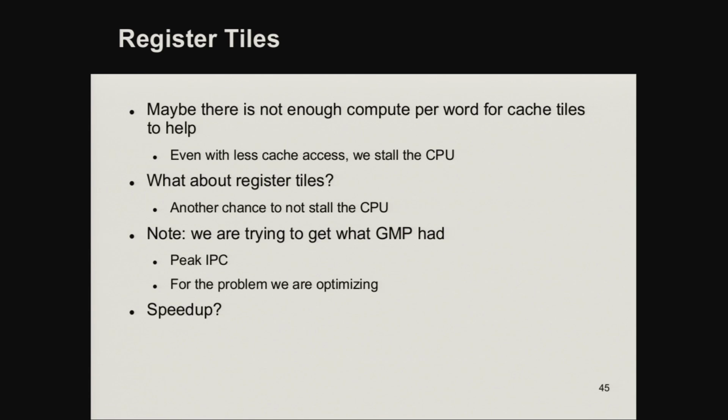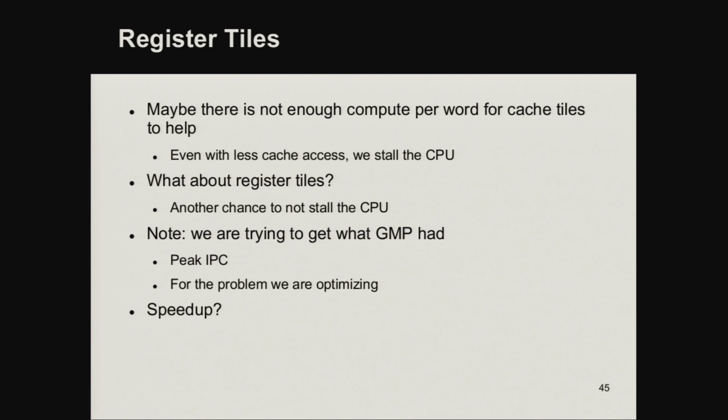And maybe what our problem was is that there's not enough compute per word for cache tiles to help. So even though we've done fewer memory loads, maybe we can't do enough arithmetic on the ones we've loaded to actually see much of a speedup. So this is another chance to not stall the CPU.